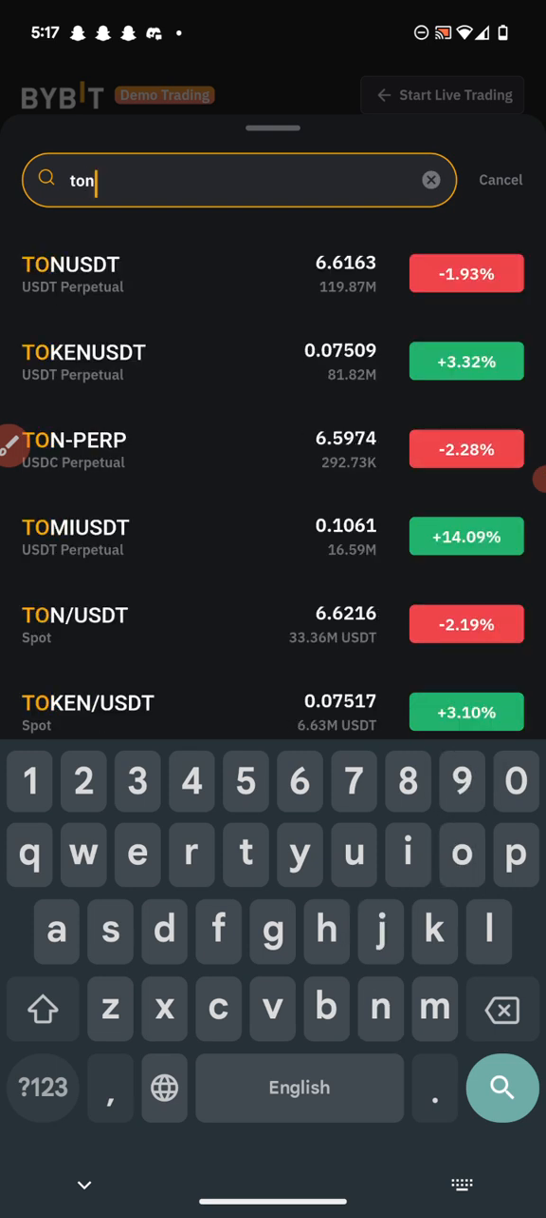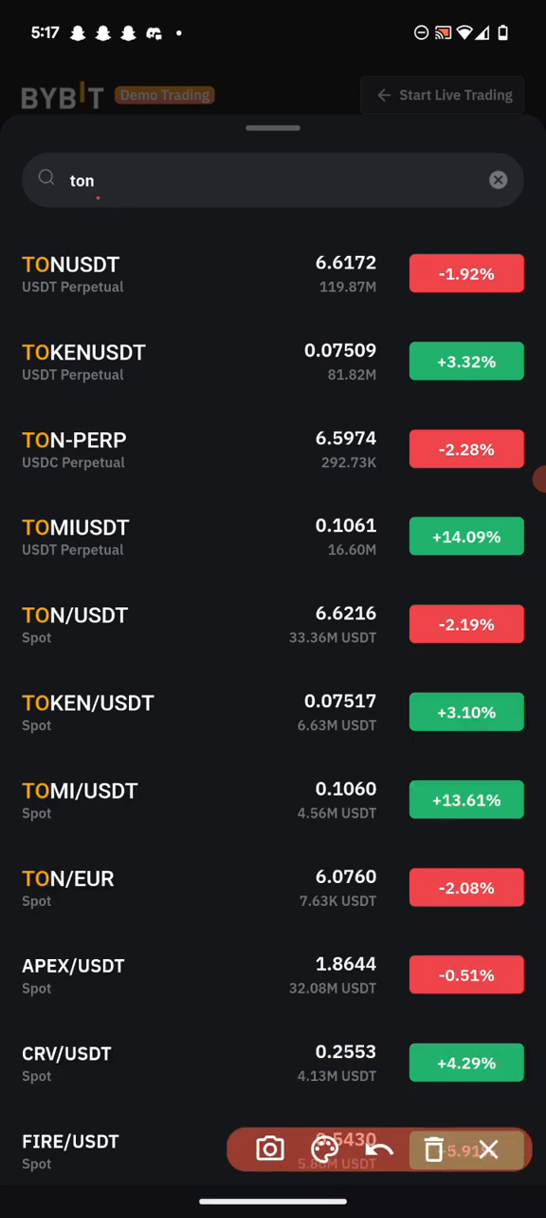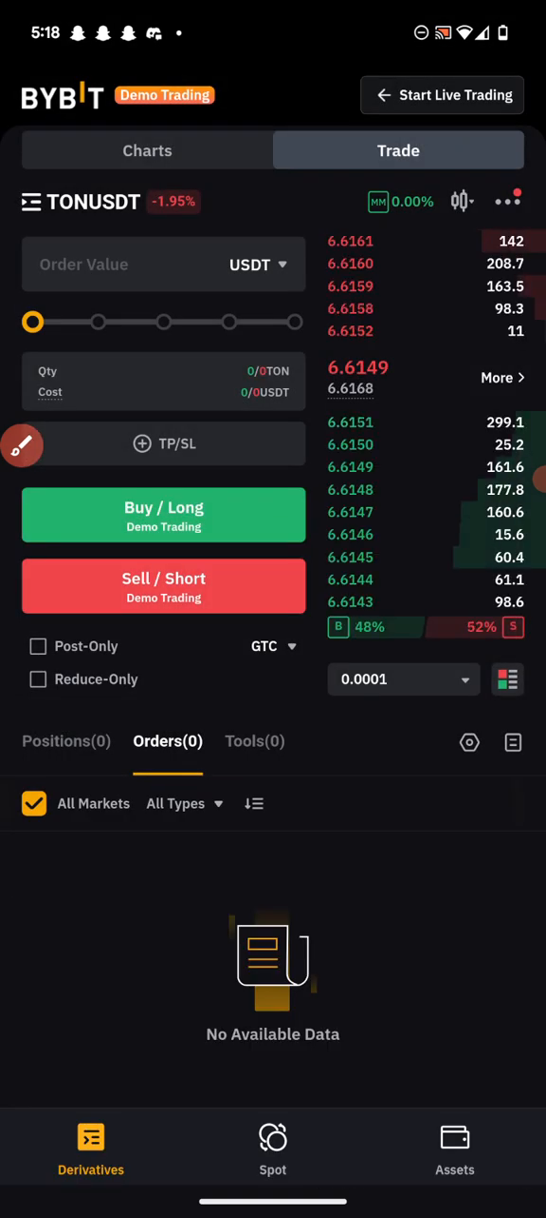You can see USDT perpetual, which is the first one here. That is what you are going to select. So I'm going to select it now. It brings out the TON here. I'm going to be explaining some things to you here which you need to understand before you go into futures.